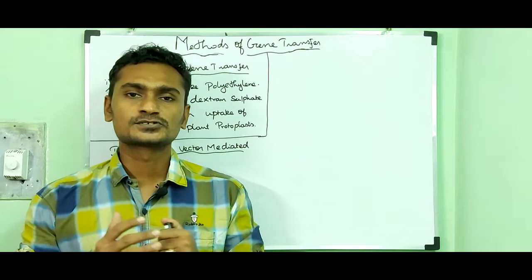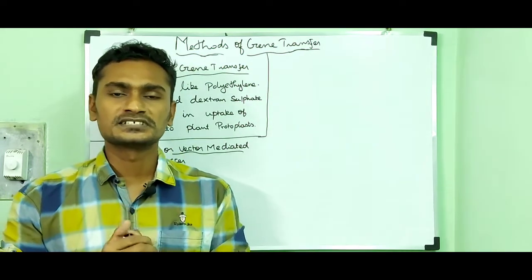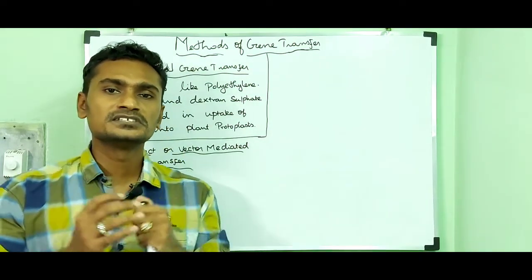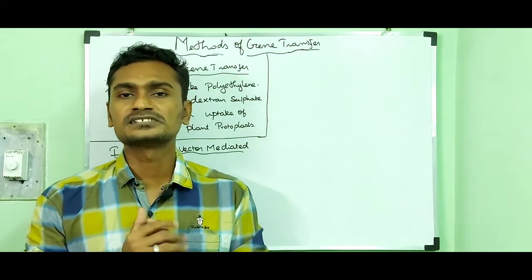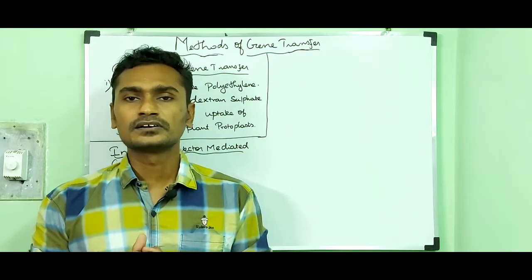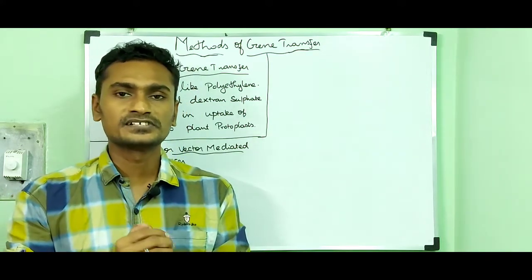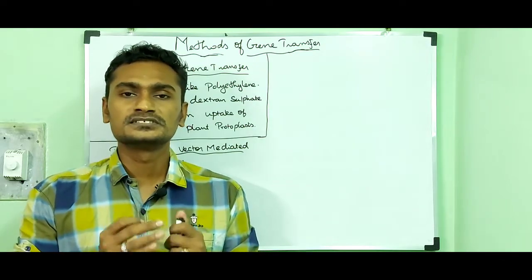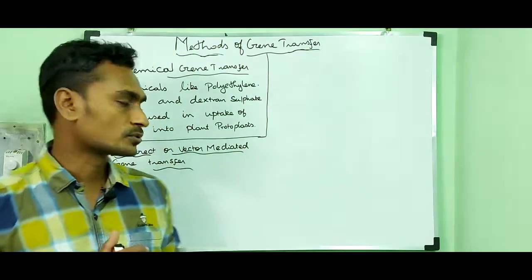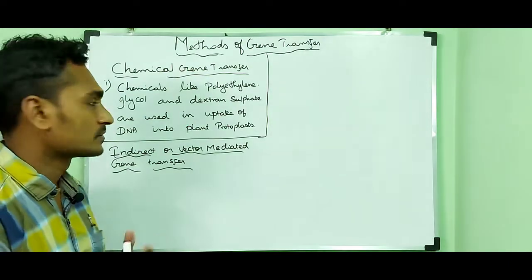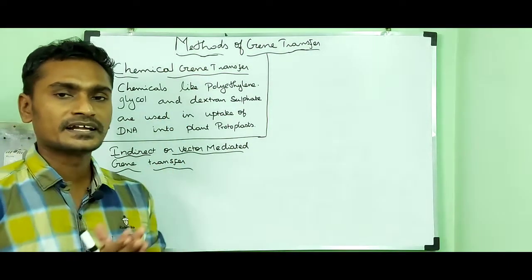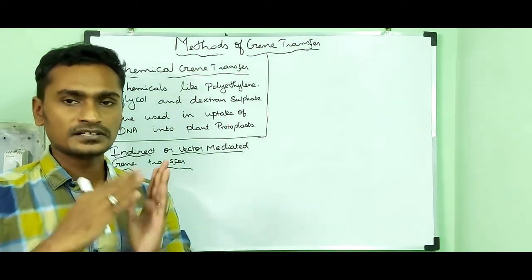The next method is called chemical mediated gene transfer. In this method, chemicals like polyethylene glycol and dextran sulfate are used to uptake the DNA into the protoplast or plant cell. So that's all about the direct or vectorless gene transfer methods.